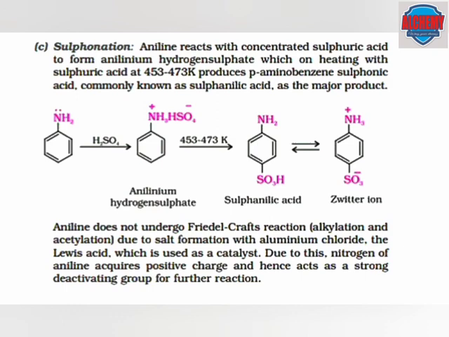Next we will discuss sulfonation. In this process, with the help of sulfuric acid, an SO3H group is attached to the para position of aniline. It is called sulfanilic acid, which then undergoes rearrangement to form a zwitterion.